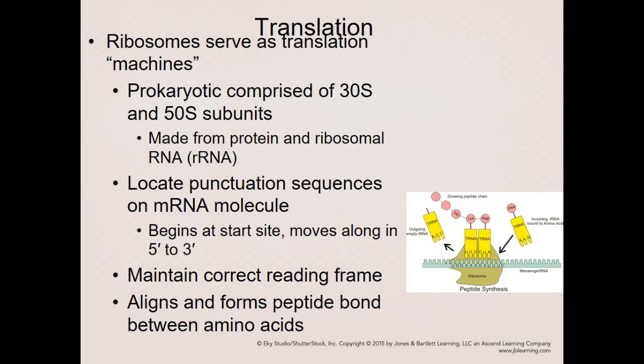So, prokaryotic ribosomes are called 70S ribosomes, and they consist of a 50S subunit and a 30S subunit. These ribosomes will then attach to the messenger RNA that's produced, and they will allow for transfer RNAs to come in and bring the proper amino acids as they move along the messenger RNA. The ribosomes move in a 5' to 3' direction.